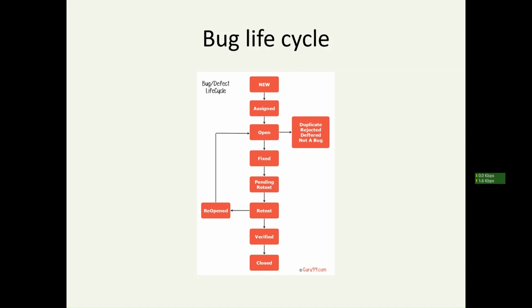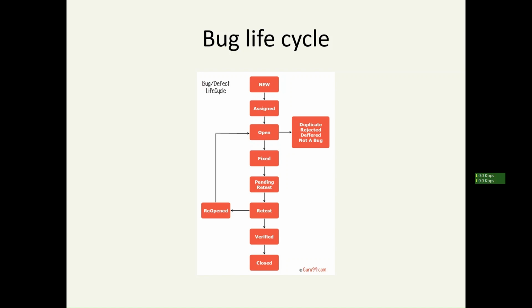But there is a status called as reopen. Due to some other change in the code, maybe later also, that bug again came. That is called as a reopen. Again, the life cycle goes till it gets retested, verified and closed. A new bug is called as a new bug. Already an existing bug that again came is called as a reopen.